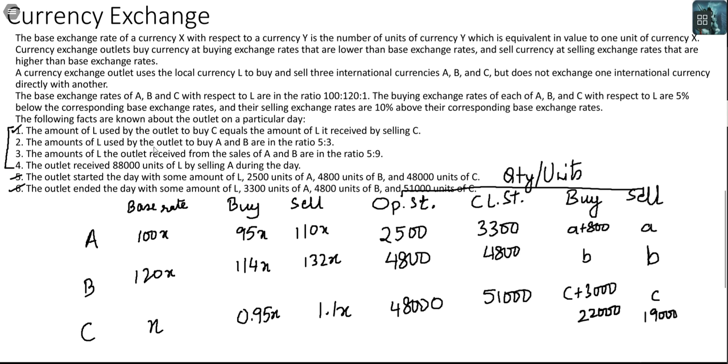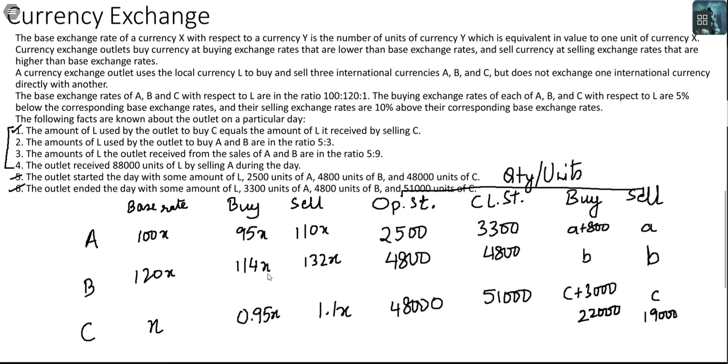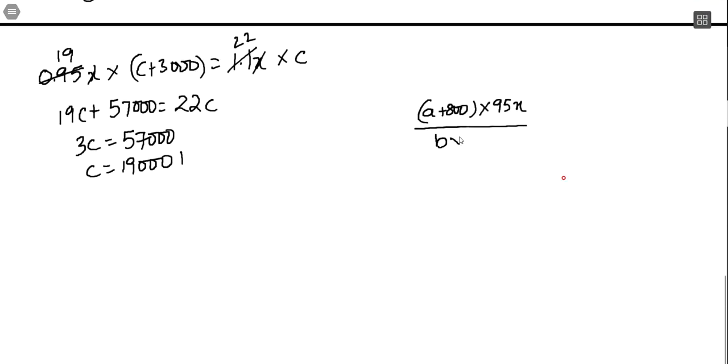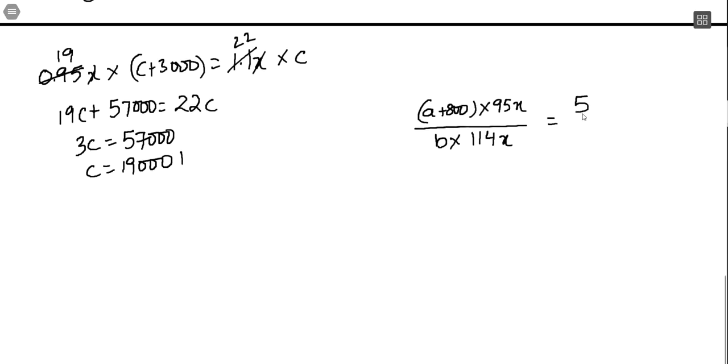The amount of L used by the outlet to buy A and B are in the ratio 5 is to 3. A has got A plus 800 into 95x divided by B into 114x is equal to 5 by 3. Okay, I get 5 by 3. X and x cancelled. This is cancelled to give me 5. This is cancelled to give me 6.